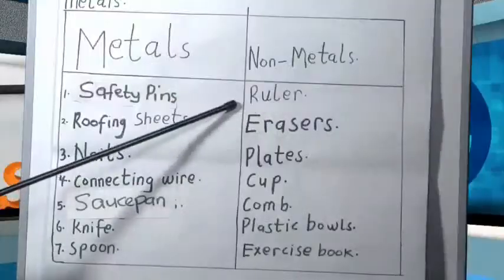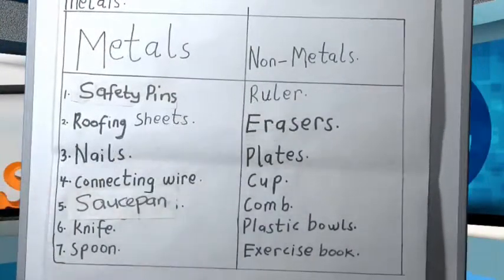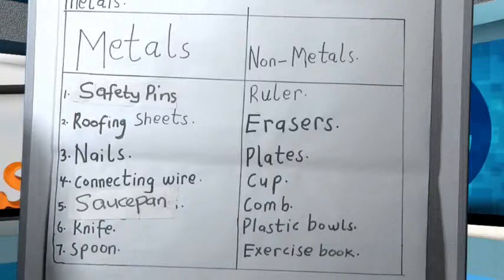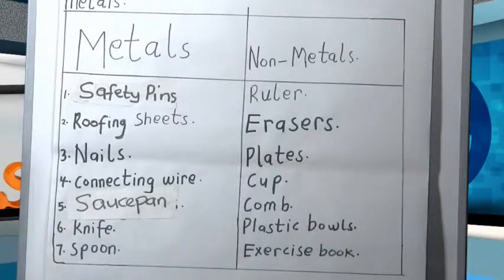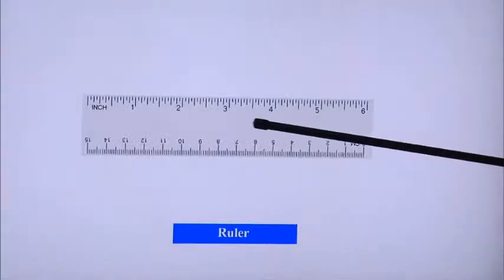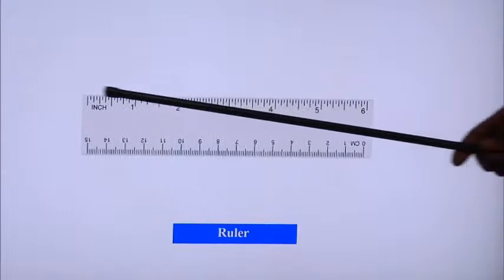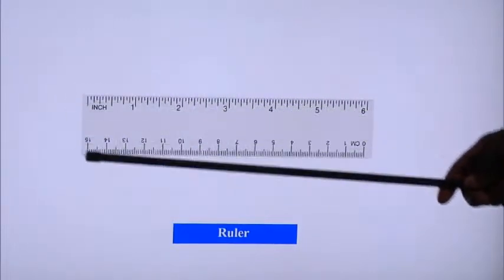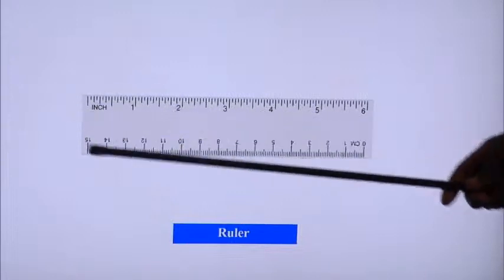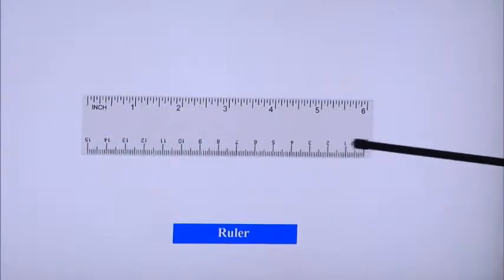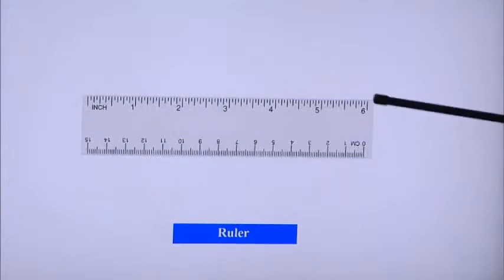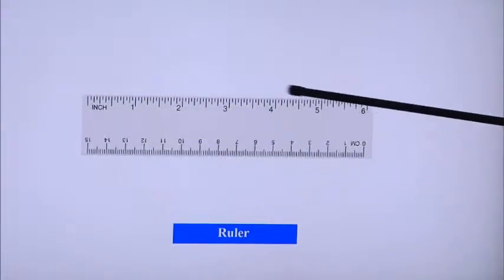We have ruler. Let's have a look at the picture of the ruler on our screen. Now this is a ruler. A ruler, we have some margins on them. We use it to rule our lines when we are in school. If in the house, our homework, we use rulers. Anything that needs what? Straight edge, we use ruler to do it.